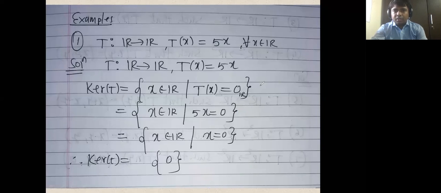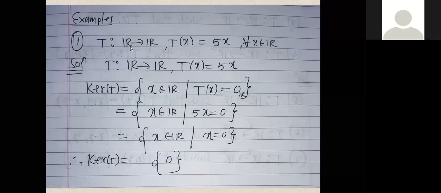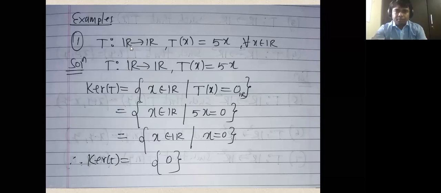We have to find out the kernel for this mapping T from R to R such that T of x is equal to pi x. So by definition of kernel, kernel T is equal to the collection of those elements in the domain. What is the domain here? Real numbers. The codomain is also real numbers. R to R we have the mapping.